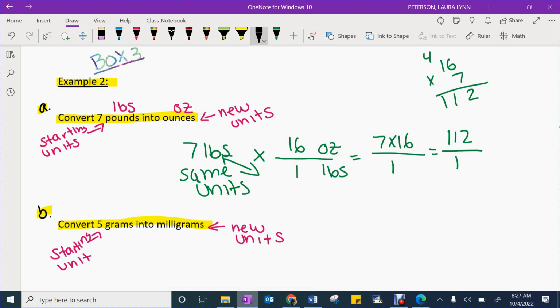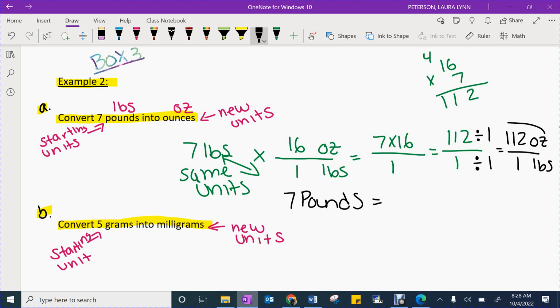Our next step is to make sure we have a unit rate. To do that, we divide by the denominator. Now, some of you might say, well, the denominator is always 1, so do I really have to divide? For now, I want you to be in the habit of dividing just to be absolutely sure that you have a unit rate. Final answer: 1 divided by 1 is 1, and 112 divided by 1 is still 112. What are the units? It's ounces over pounds. Filling in your final answer, you'd write 7 pounds, that's what you started with, equals, what did you end with? 112 ounces.